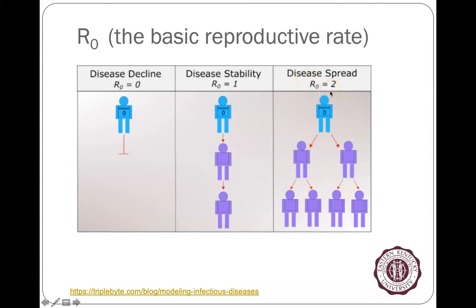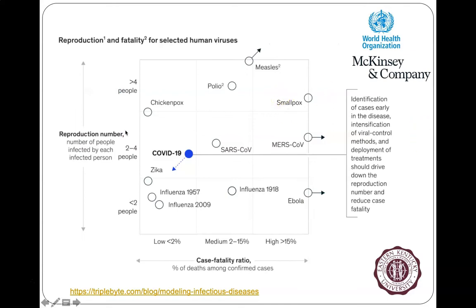And the R naught, I think, for this virus is between 2 and 5, which isn't too different than, it's between 2 and 4 according to this little paper here.